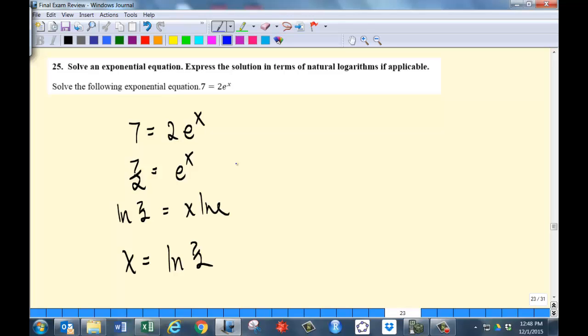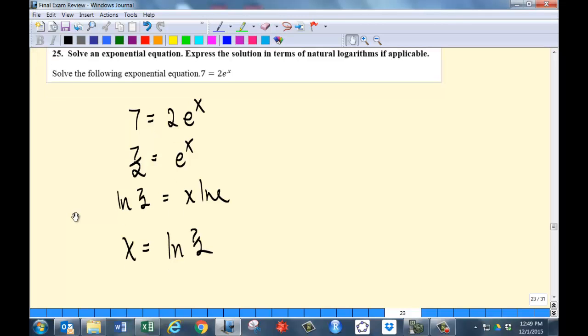Okay, so here we'll solve. So we'll take and divide by 2. 7 over 2 equals e to the x. And now we'll take the natural log of both sides. So the natural log of 7 over 2, and the natural log of e to the x was initially up here. I pulled it out front. Natural log of e is 1. So we just end up with x equals natural log of 7 over 2. So this one is a straightforward example here.